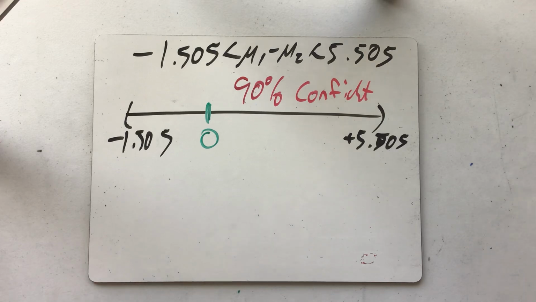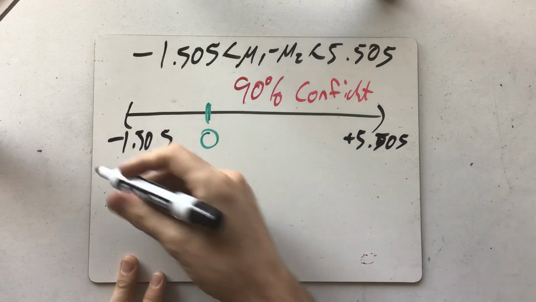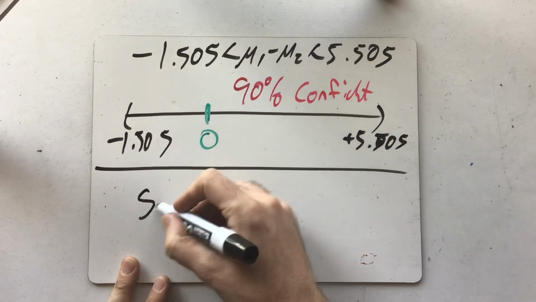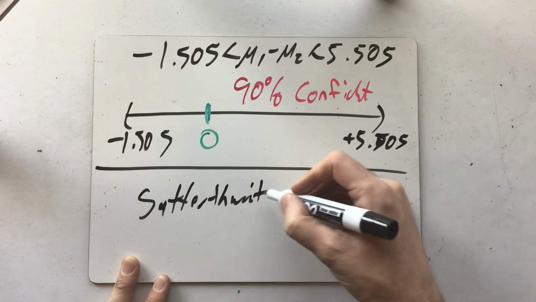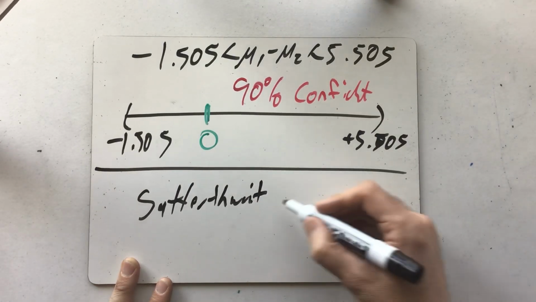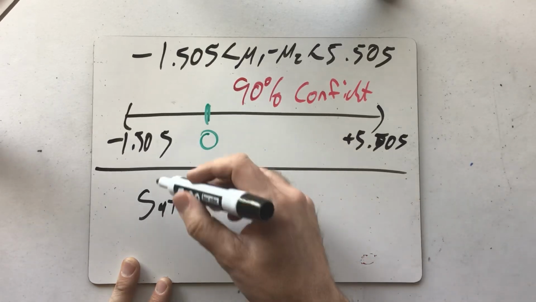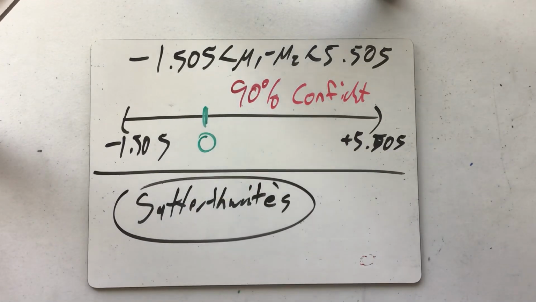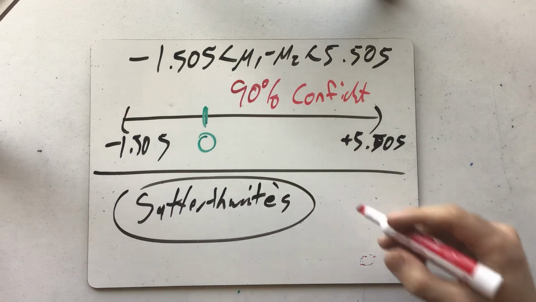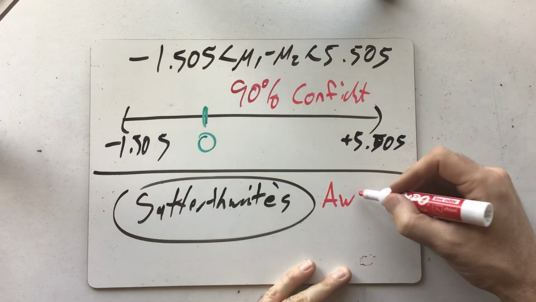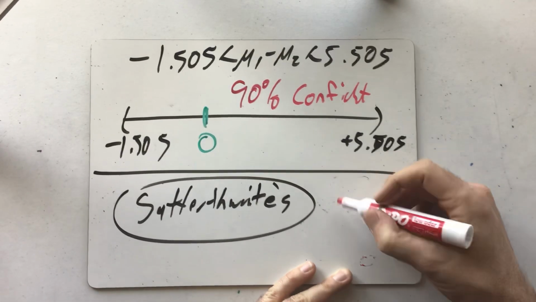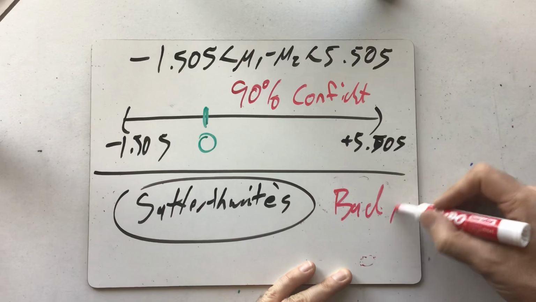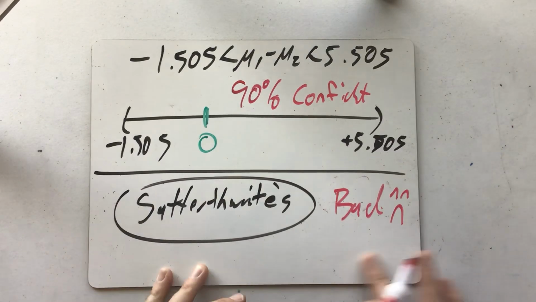Okay, one last note. If you look at the very bottom of the page, you will find Satterthwaite's formula. What do you notice about Satterthwaite's formula? The first thing you'll notice is that it's awful. Let's just say that it's very bad. So Satterthwaite's formula does not make us very happy.